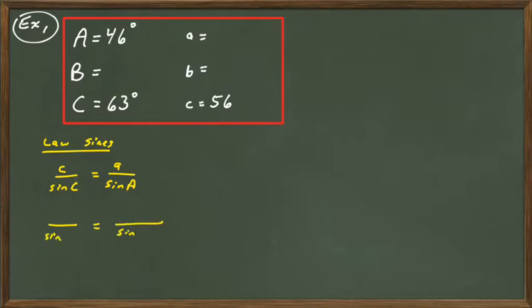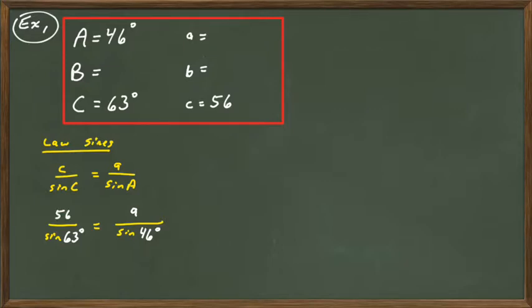Okay, do I know angle C? 63 degrees. Do I know angle A? 46 degrees. Do I know side A? No, so I leave it as a variable. Do I know side C? Yes, it's 56. So I'm going to solve this for A.